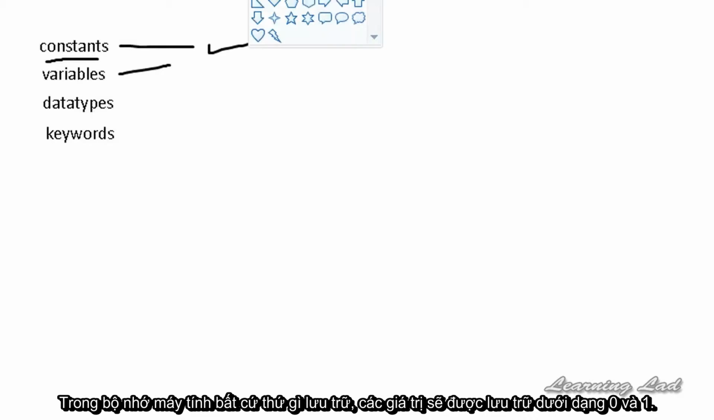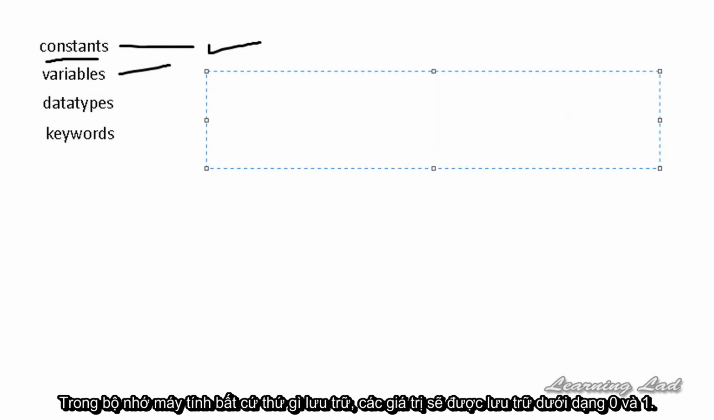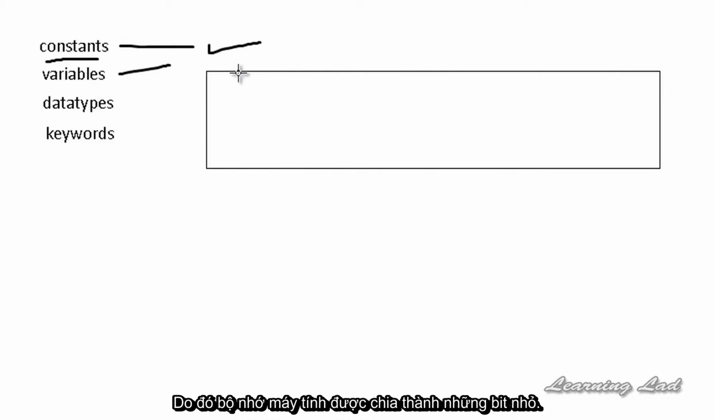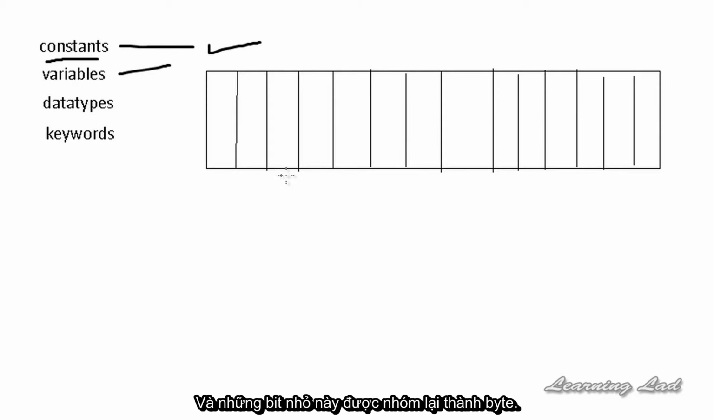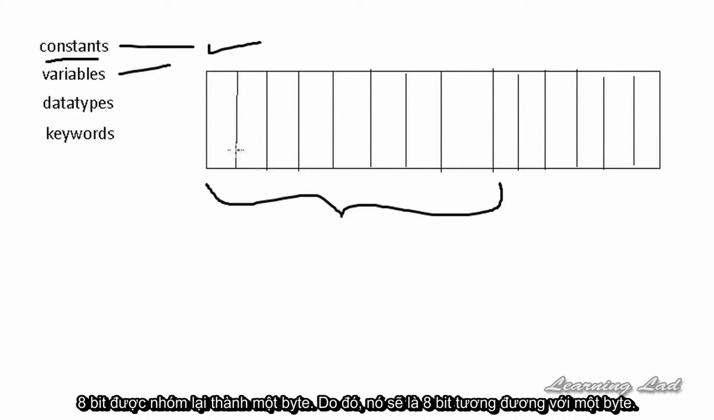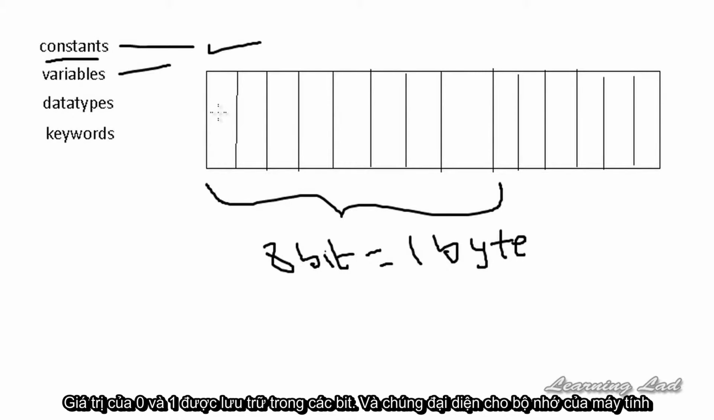In computer memory, whatever we save, the values will be stored in zeros and ones. So this computer memory is divided into small bits. And the small bits are grouped to form bytes. 8 bits are grouped to form 1 byte. So it's going to be 8 bit equal to 1 byte. The values 0s and 1s are stored in these bits, 0 or 1, so something like this.